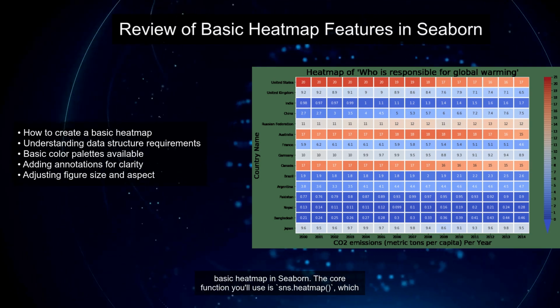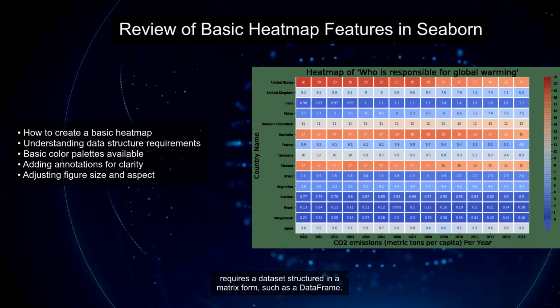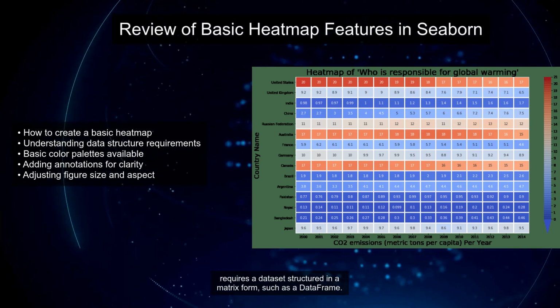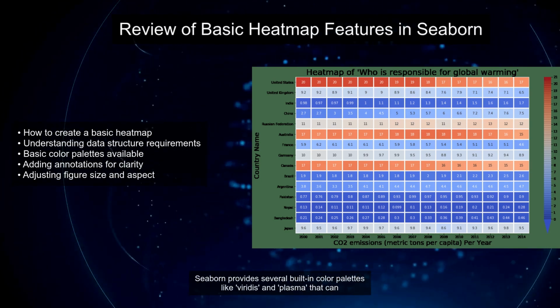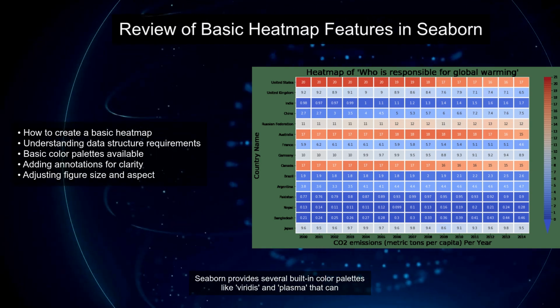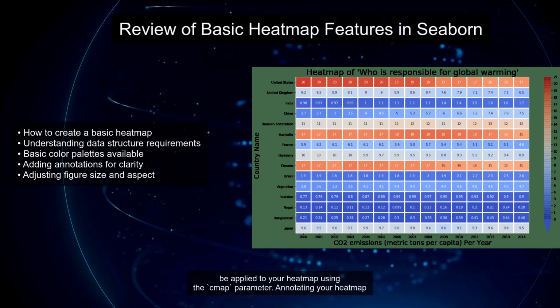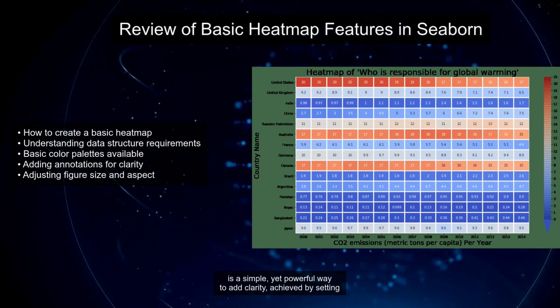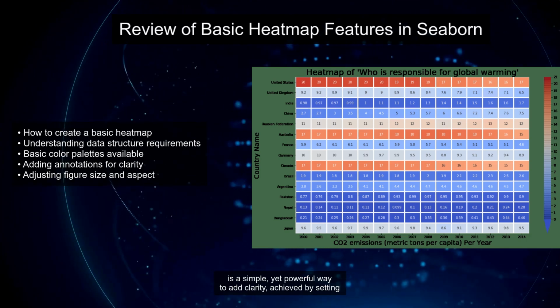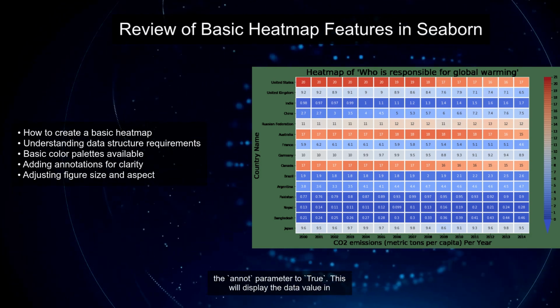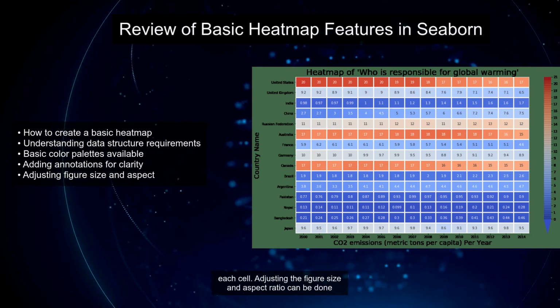The core function you'll use is sns.heatmap, which requires a dataset structured in a matrix form, such as a data frame. Seaborn provides several built-in color palettes like viridis and plasma that can be applied to your heat map using the cmap parameter. Annotating your heat map is a simple, yet powerful way to add clarity, achieved by setting the annot parameter to true. This will display the data value in each cell.